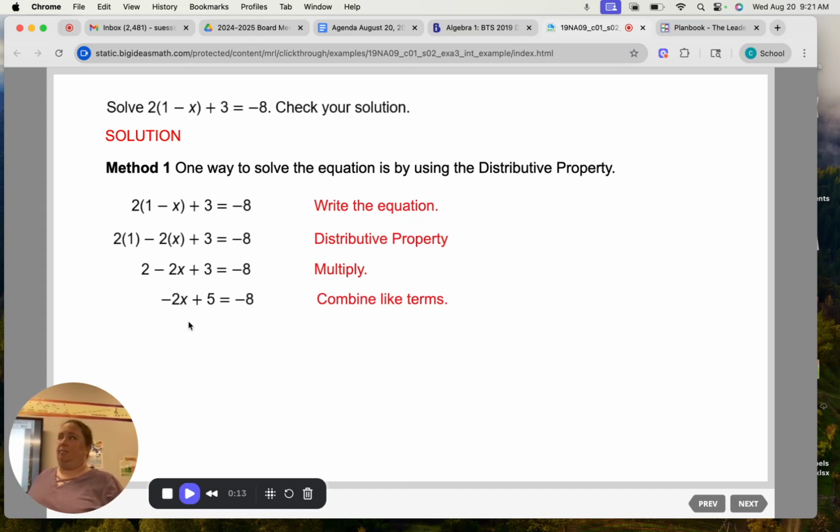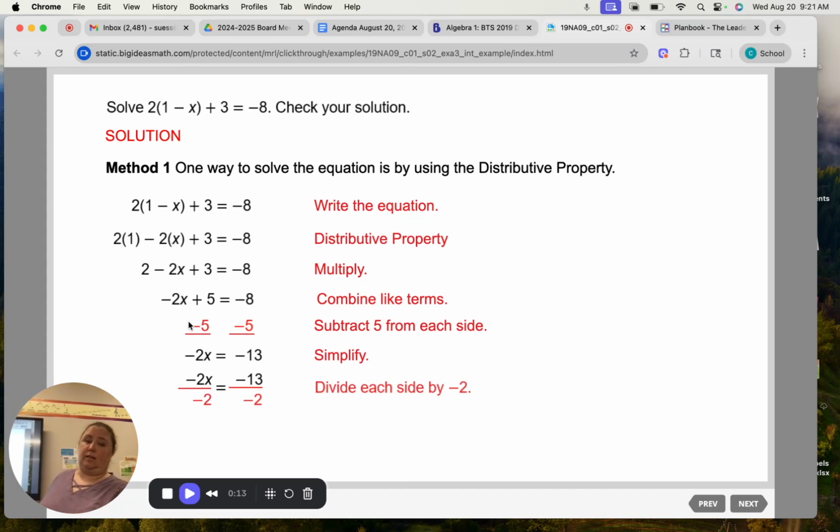Now what's your next step? Inverse opposite. So you're going to move which number? 5. It is a positive, but yes, you're moving it by subtracting it. So what is negative 8 minus 5? Negative 13. Yep. And then our last step? Divide by negative 2. Correct.